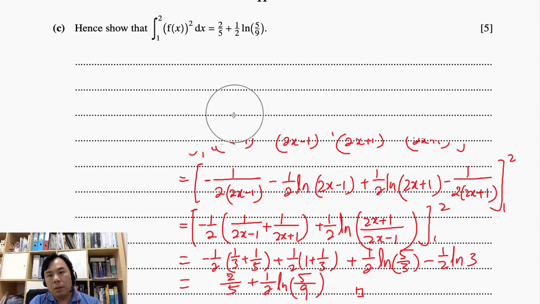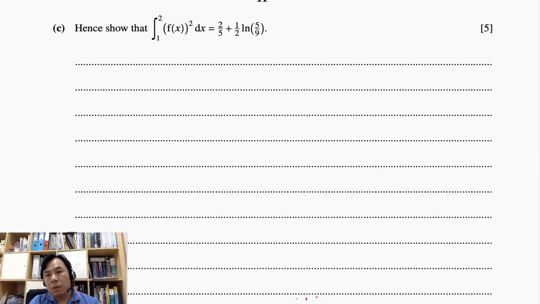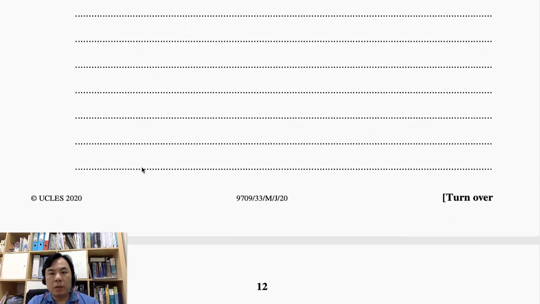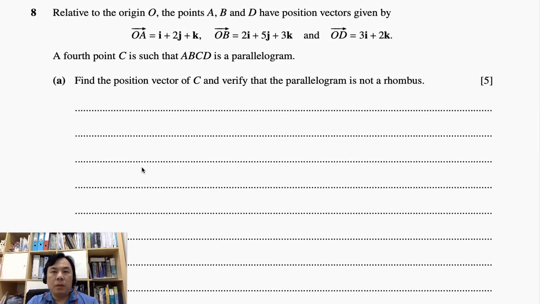Alright, now next. How many questions left? I sort of lose track. Okay, now next. Right. Vector. Okay, vector question.